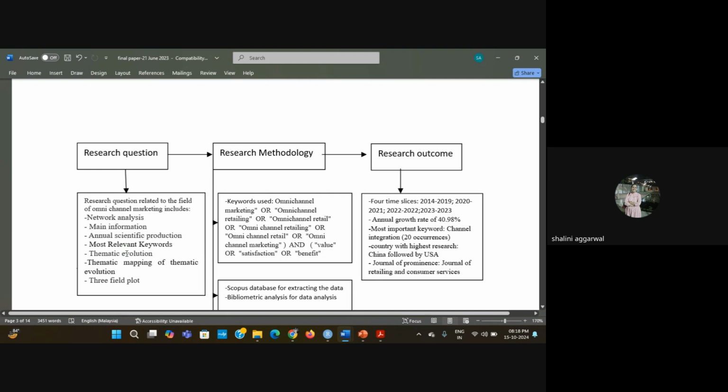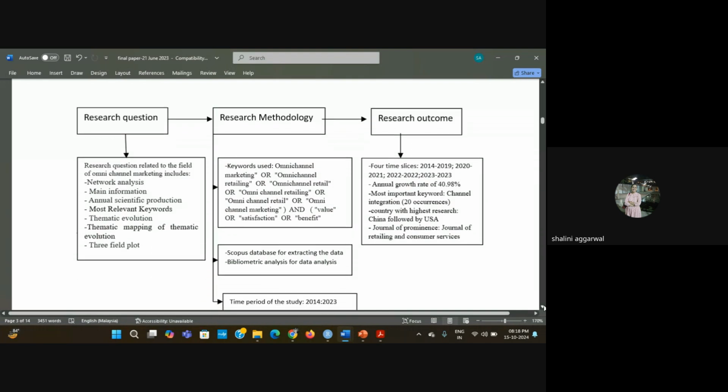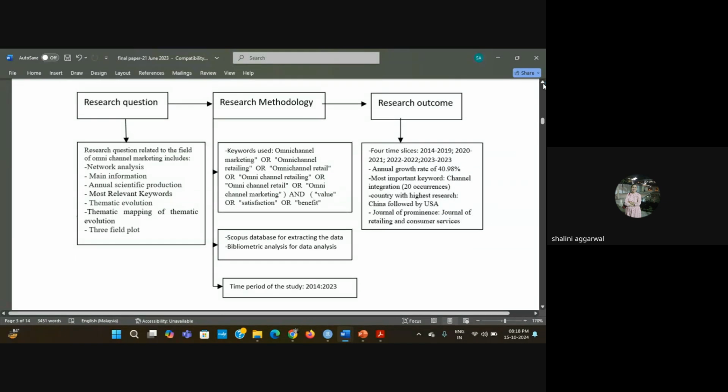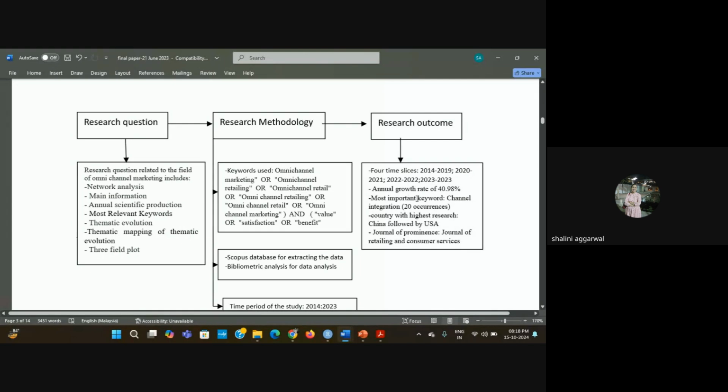So this is my research questions. In research methodology, keywords I have used, and Scopus database and bibliometric analysis for data analysis. So this is what I have written over here. Time period of the study is this. And what is my research outcome? So in research outcomes, these are the research questions. What is the main outcomes in data analysis part? So I have mentioned this research outcome over here.